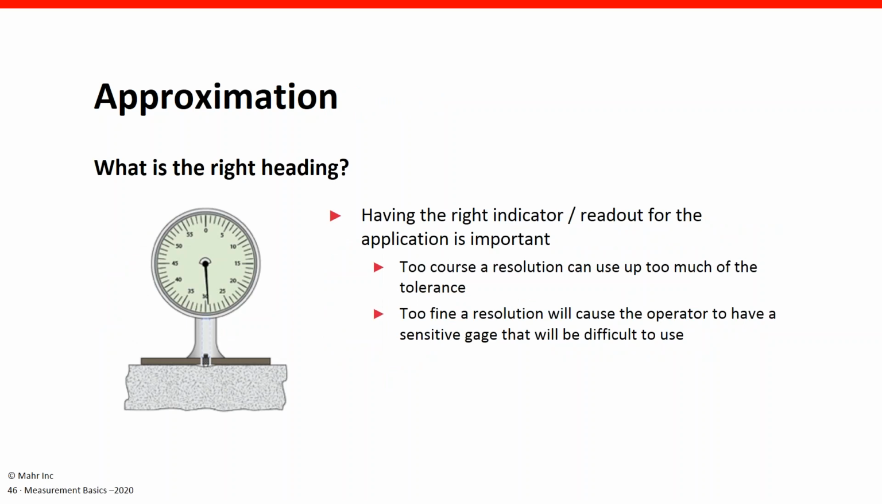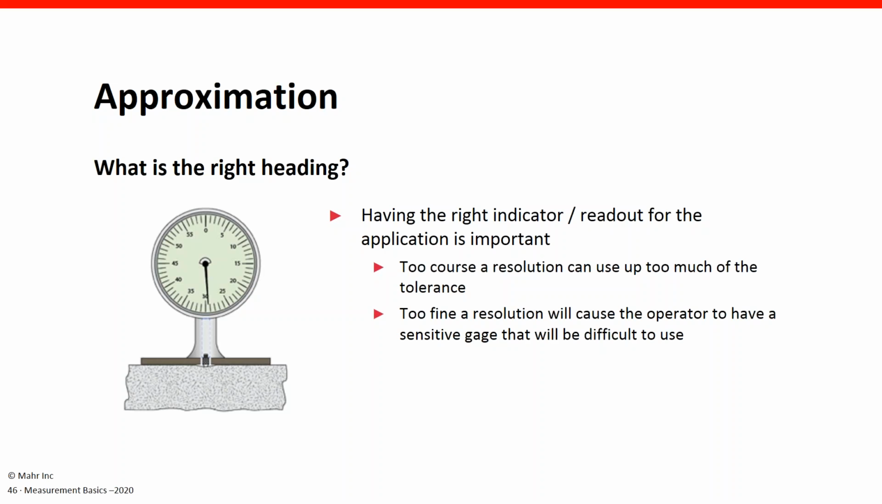And approximation is the last one. There are lots of ways that approximation can influence us. Sometimes the gauge, an analog gauge like this here, does not have the proper resolution for the tolerance that we're trying to check. Too coarse a resolution can take up too much of the tolerance, and too fine a resolution can make the gauge too sensitive, trying to count between grads or parts of a grad, and it just makes it very difficult for the user, and sometimes they can get a bad reading because of that.